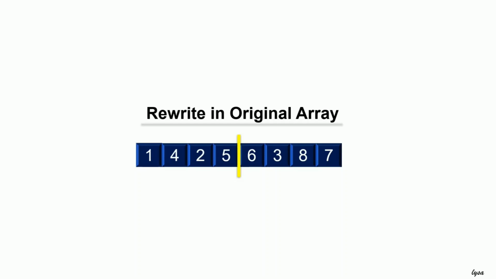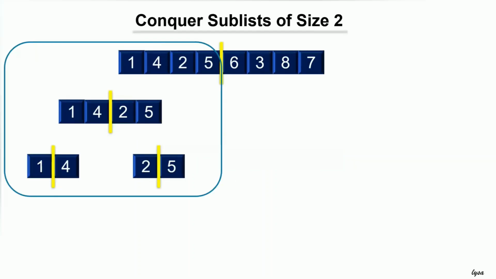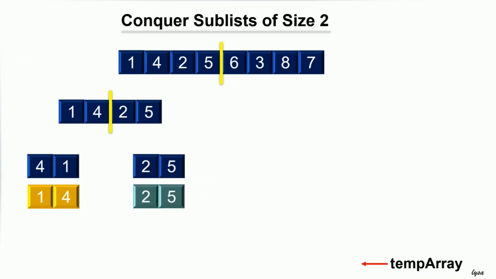1, 4, 2, 5, 6, 3, 8, 7. At the end of this process, the first two elements will be sorted. The third and the fourth elements will also be sorted. I have not yet touched the elements on the right hand side. I have two elements sorted in 1, 4 and 2, 5, and the right two elements also sorted. It is now time for me to merge the two sublists which are of size 2. First, I merge sublists of size 1 and now I merge sublists of size 2.